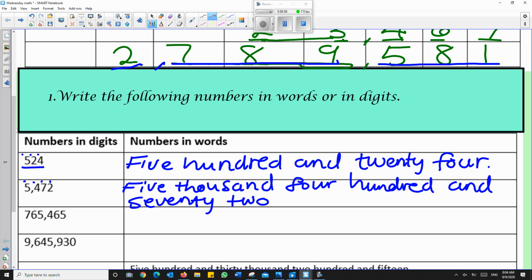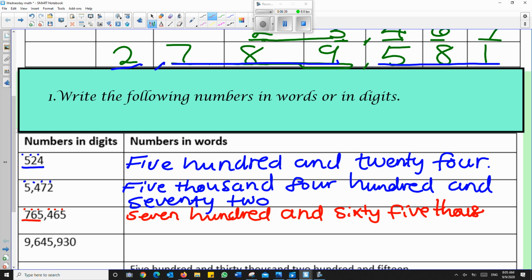The other number has 6 digits. We have ones, tens, hundreds, thousands, ten thousands, hundred thousands. So remember, all these are thousands. So I'll read my number as 765,000, 465.